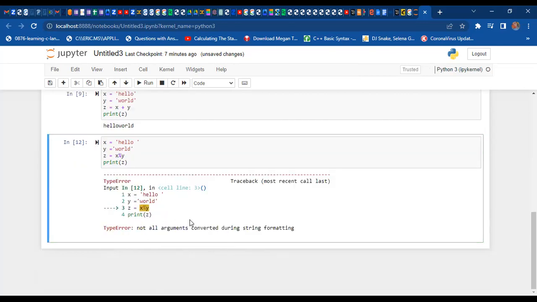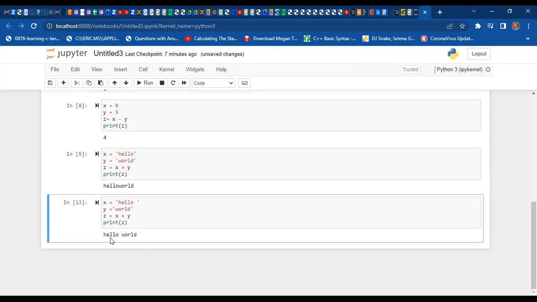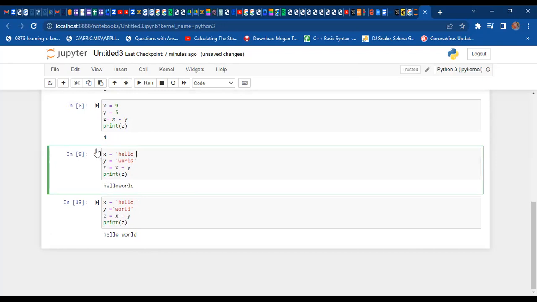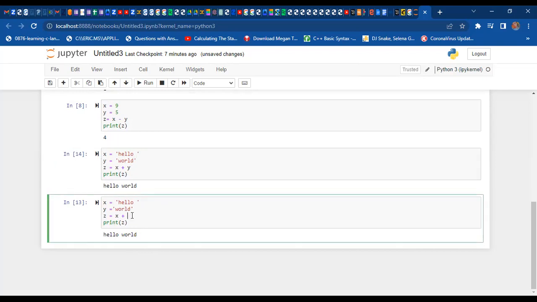Yes. But you can definitely add. You can definitely add this. It will print hello world. Let me space this just a bit. But I want you to note something.